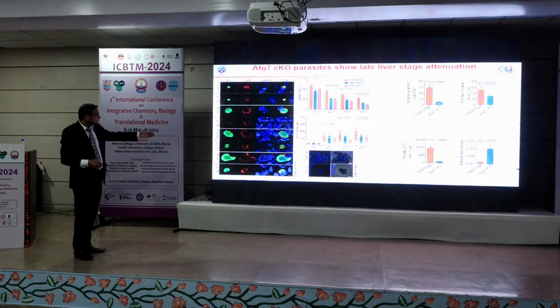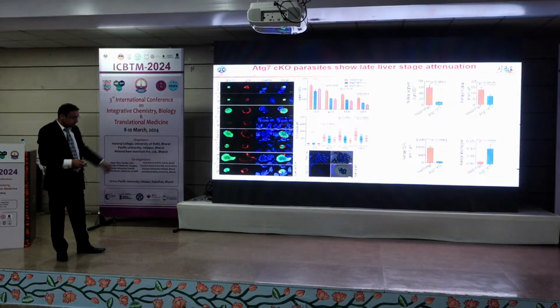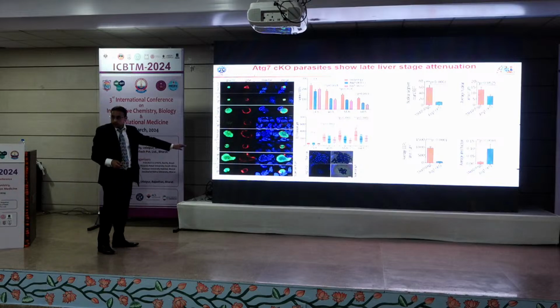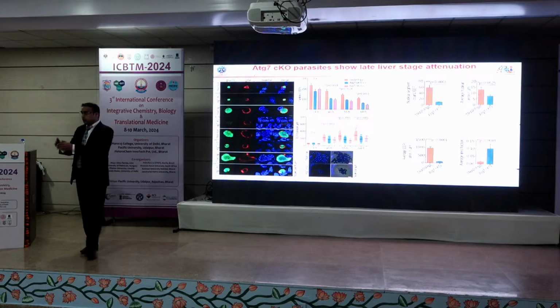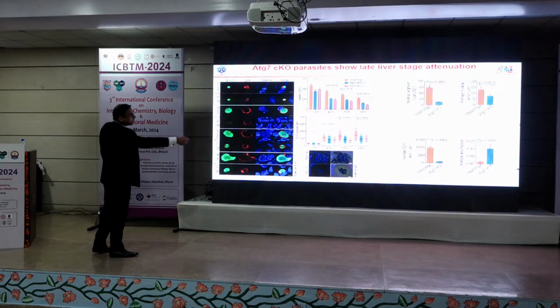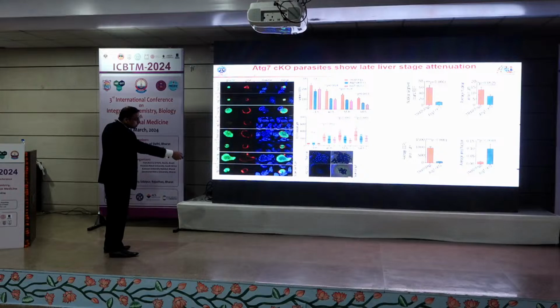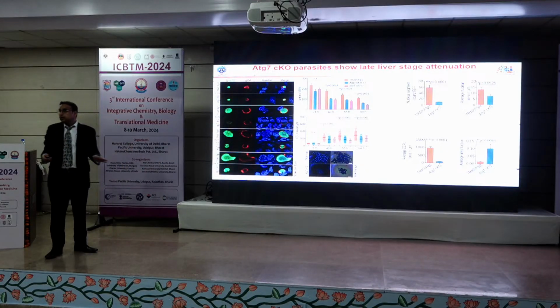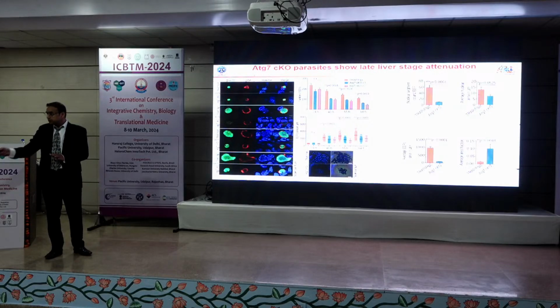So we next checked its development in the hepatocytes and found that, like ATG4, up to 40 hours there is a normal development. After that there is an extreme reduction in the size, which we can see here by quantification, and also an extreme decrease in the nuclei number. So parasites lacking ATG7 cannot divide their nuclei after 40 hours post infection.